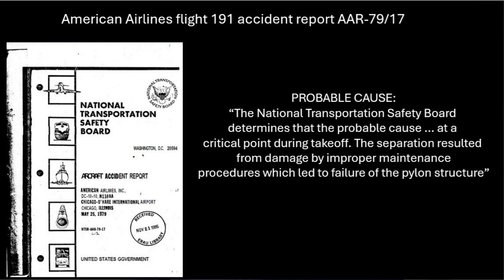According to page 11 of the preliminary report, American Airlines Flight 191 crashed in Chicago on May 25, 1979. NTSB report AAR-79-17 from 1979 stated the accident aircraft's number one engine separated from the wing as a result of damage by improper maintenance procedures, which led to failure of the pylon structure. To clarify, the cause of the American 191 accident was the unauthorized use of unapproved maintenance practices by American Airlines maintenance crews when they had earlier changed out the accident aircraft's engine. It's clear NTSB report AAR-79-17 explained the cause of the American 191 accident was not design.